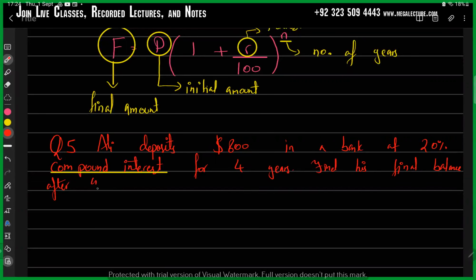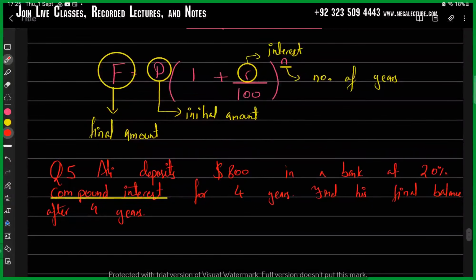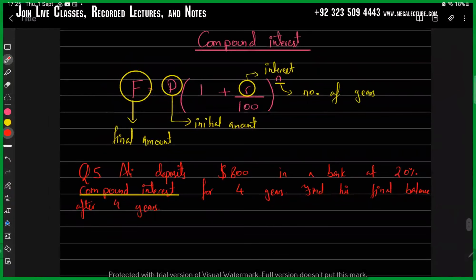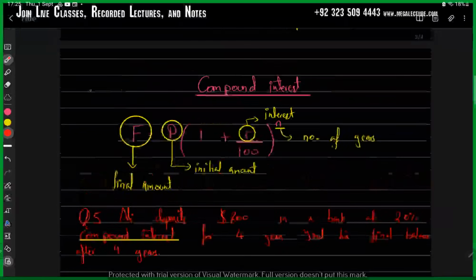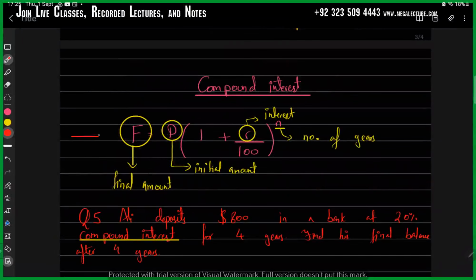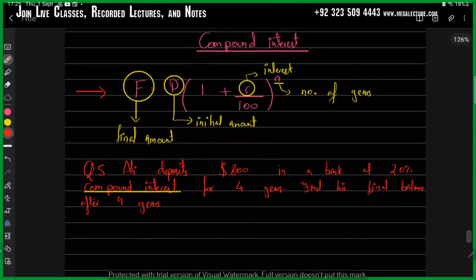after 4 years. Okay, now let's say I'm sitting in examination hall and I've come across this question. Since it says compound interest, just stop your thinking process there, and according to your syllabus, wherever the question is from compound interest, every time you can use this formula. Okay, so that is guaranteed. Since I have read the word compound interest, now I'm going to write this formula, and the formula is F equals P into 1 plus R divided by 100.